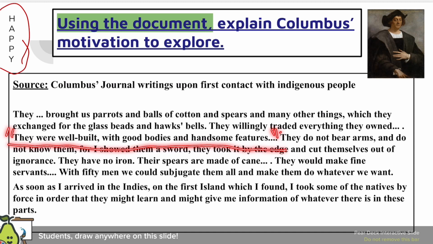Because if you quote this, then you might explain the document's main idea as, oh, Columbus was impressed with the Native Americans and he respected them, right? That's not what happened in this document. He's looking at the Native Americans as a resource to exploit, to subjugate them and take their labor for his sponsors, right? And you don't get that analysis or that content from just quoting well built with good bodies and handsome features. So instead of quoting the documents, what you should be doing is paraphrasing.